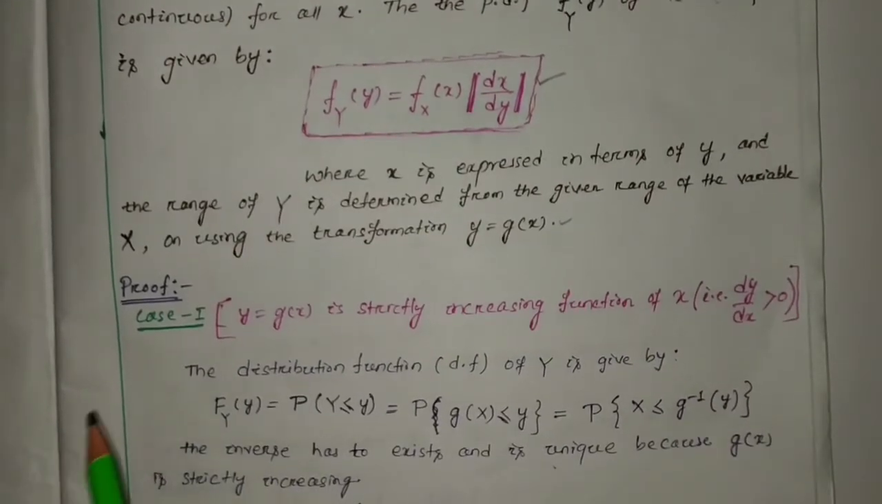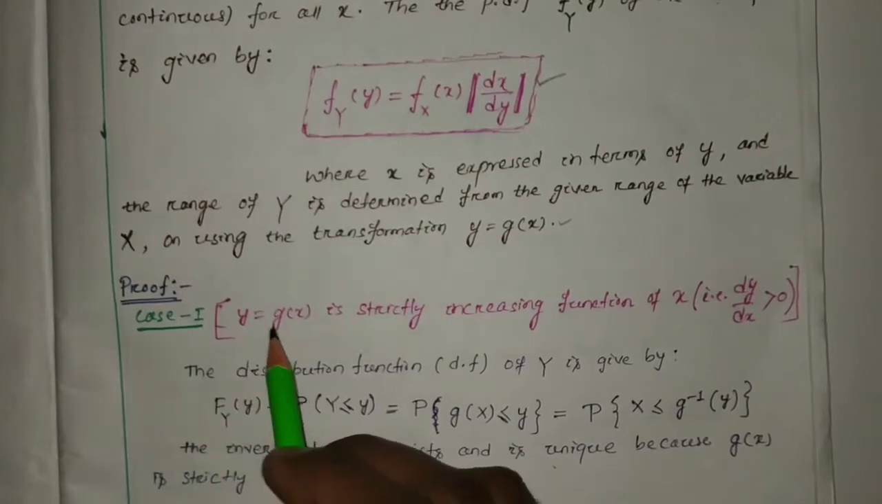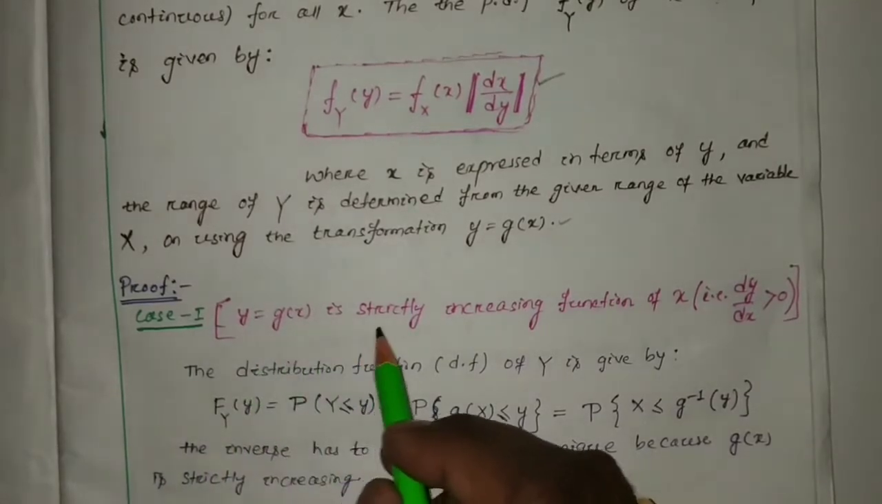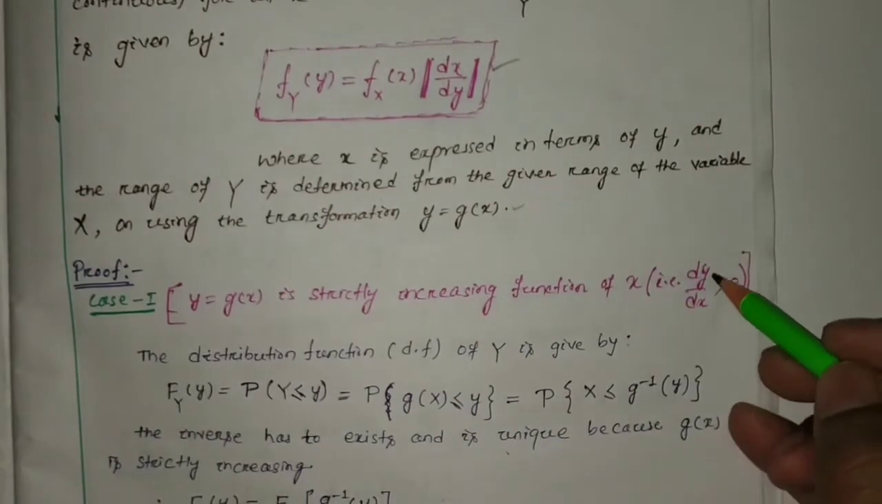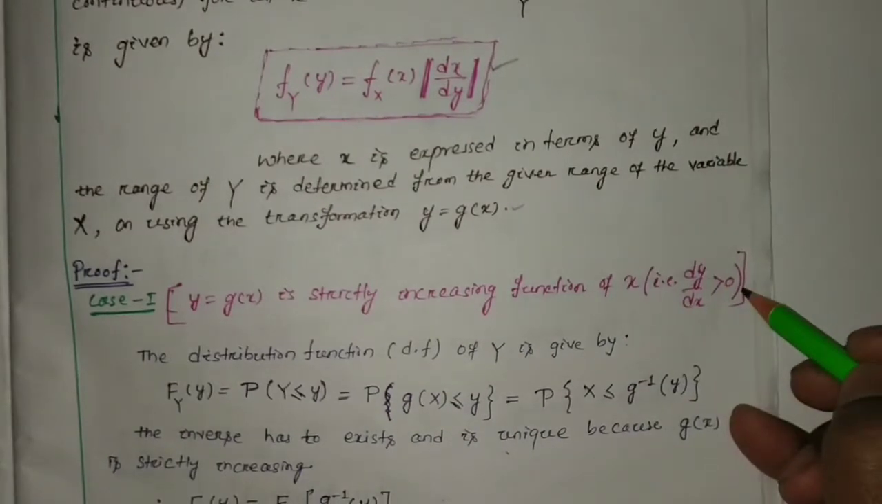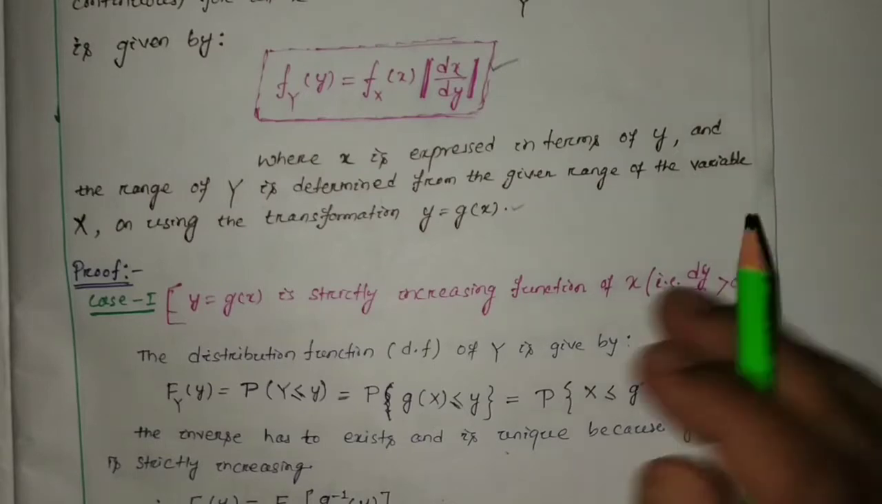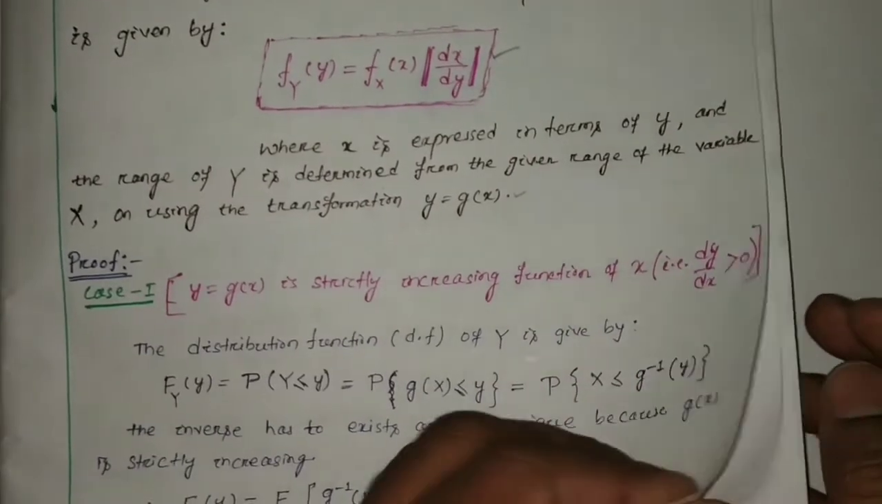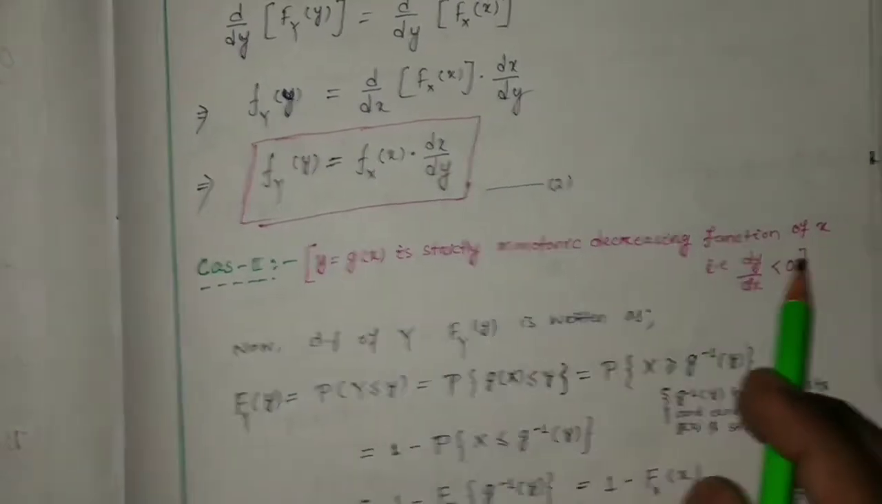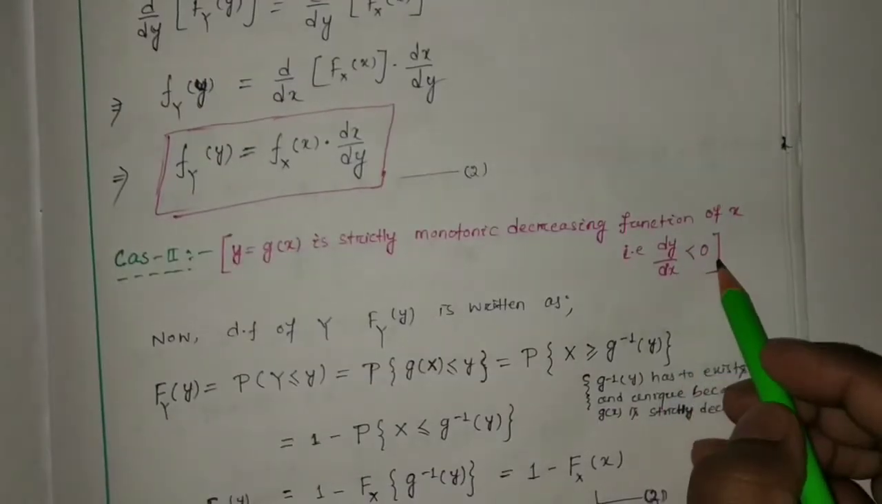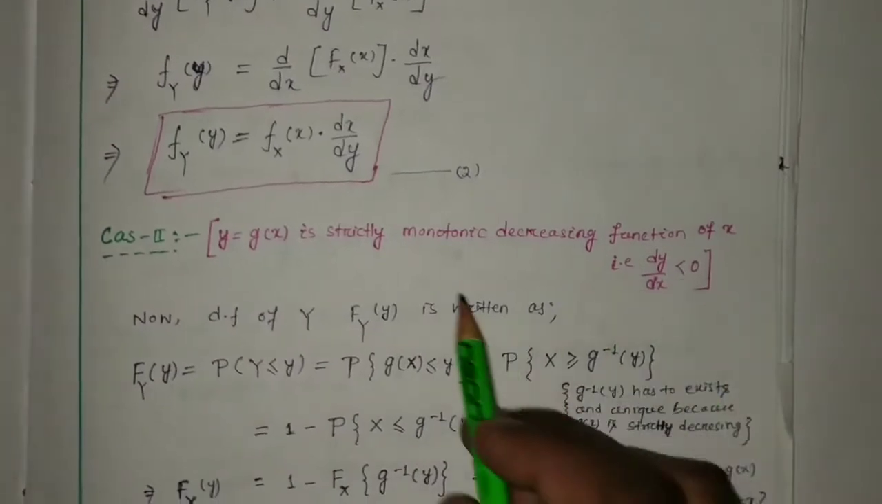First we have to consider case 1 where y equal to g(x) is a strictly increasing function of x, that is dy by dx is positive, greater than 0. Then we are going to go for the second case where dy by dx is negative, that means a decreasing function.